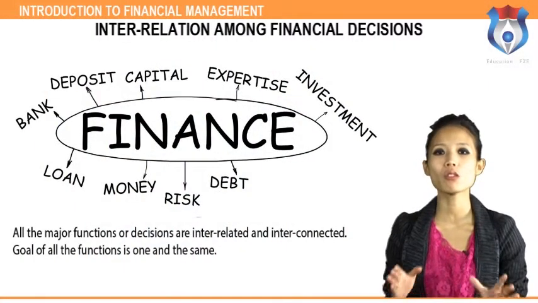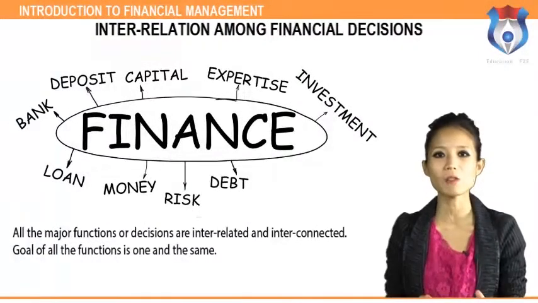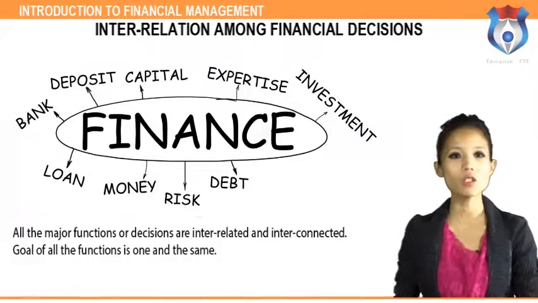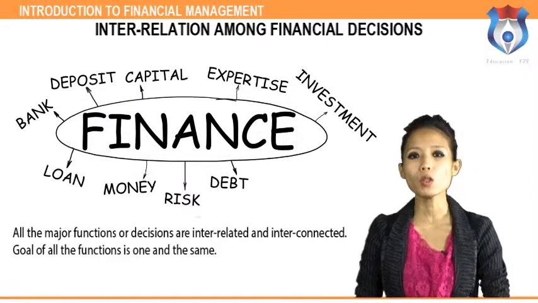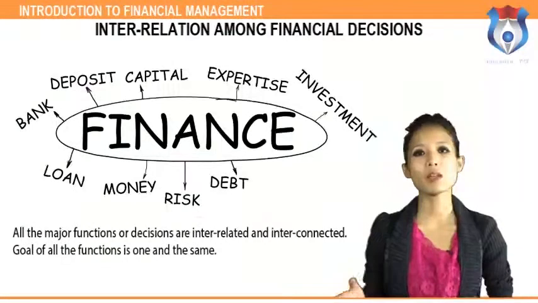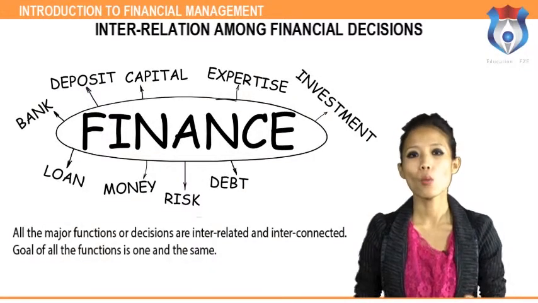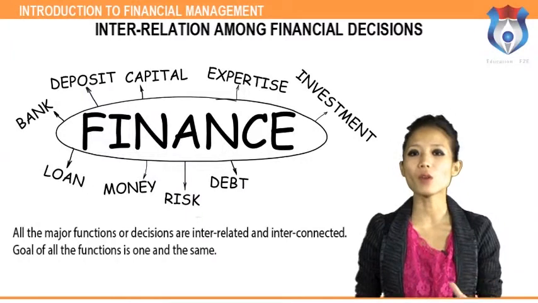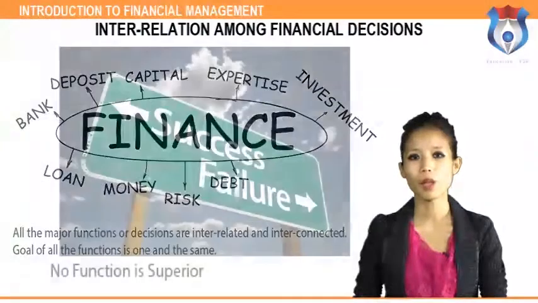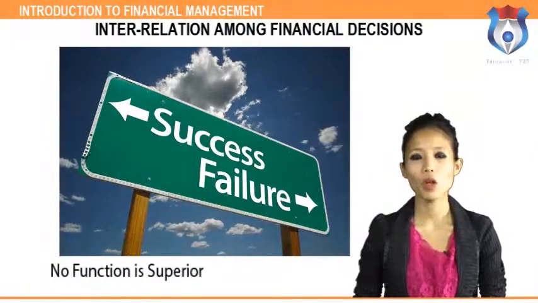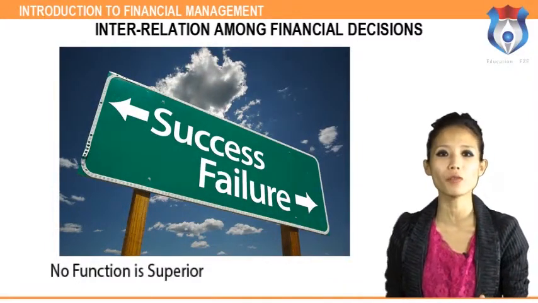Interrelationship among financial decisions. All the major functions or decisions, the investment function, finance function, liquidity function and dividend function, are interrelated and interconnected. They are interrelated because the goal of all the functions is one and the same. The ultimate objective is only one: achievement of maximization of shareholders' wealth, or maximizing the market value of the share. All the decisions are also interconnected or interdependent. No function is superior. All the functions are important. Importance of the function depends on the situation of the firm.